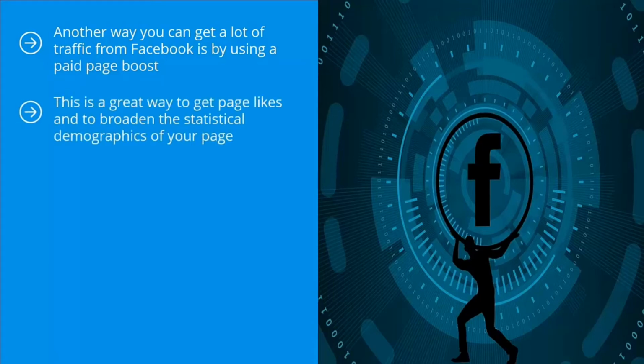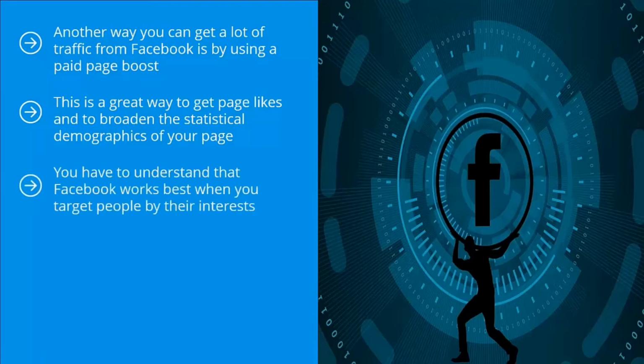This is a great way to get page likes and to broaden the statistical demographics of your page. And why is this important? Why is it a big deal that you get a broad statistical demographic snapshot of people truly interested in whatever it is you are promoting? You have to understand that Facebook works best when you target people by their interests. This is a bit tricky because if your page is statistically inaccurate as far as your niche is concerned, you probably would have a very faulty set of targeting parameters. You're not quite there when it comes to getting the interest of people you're trying to reach.